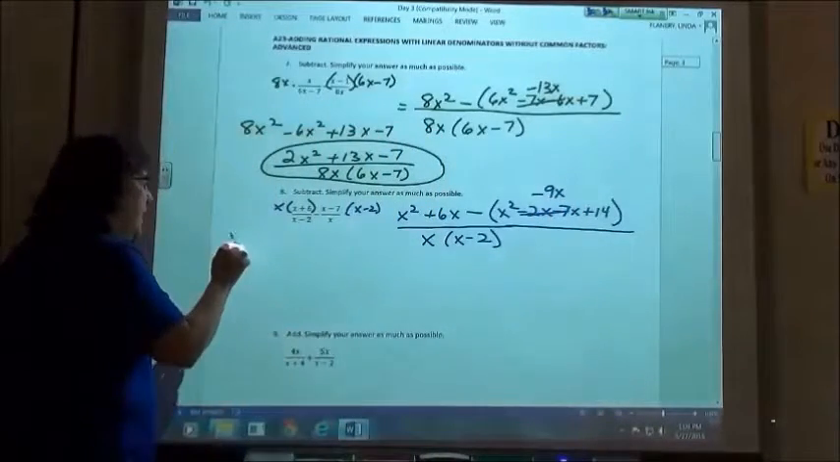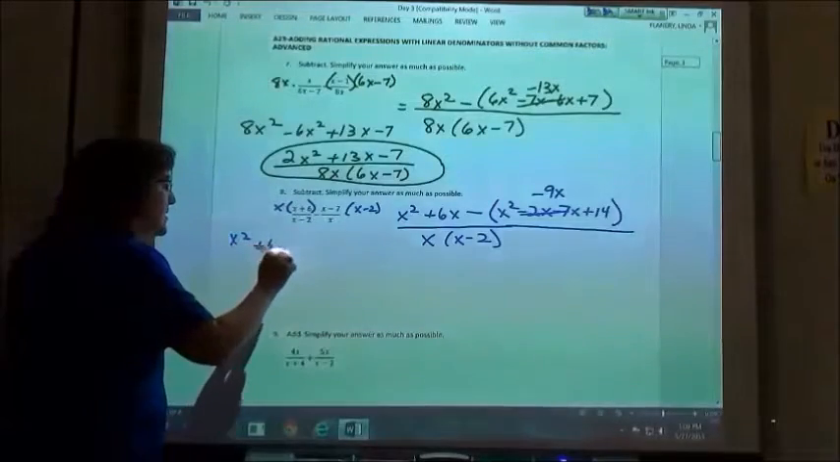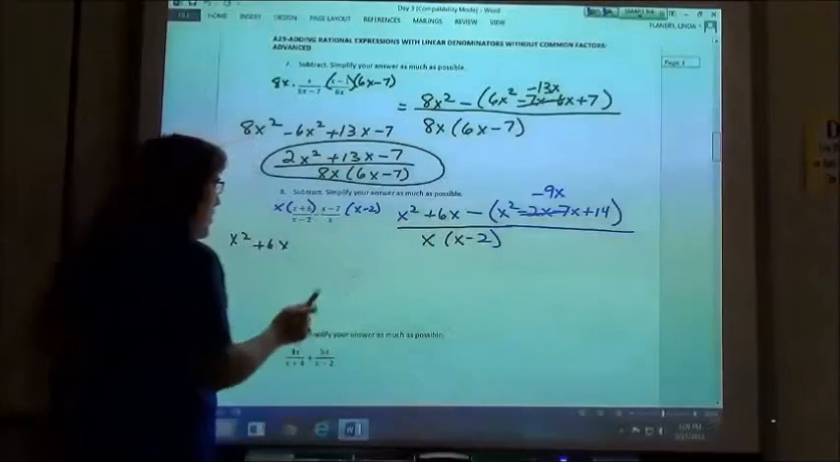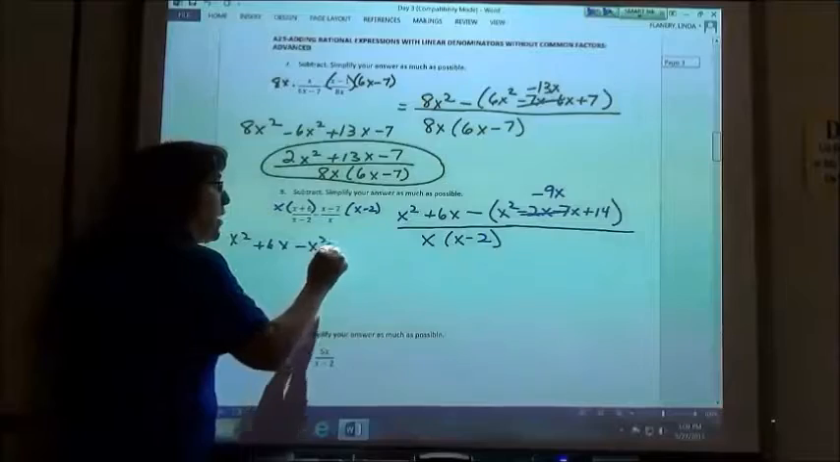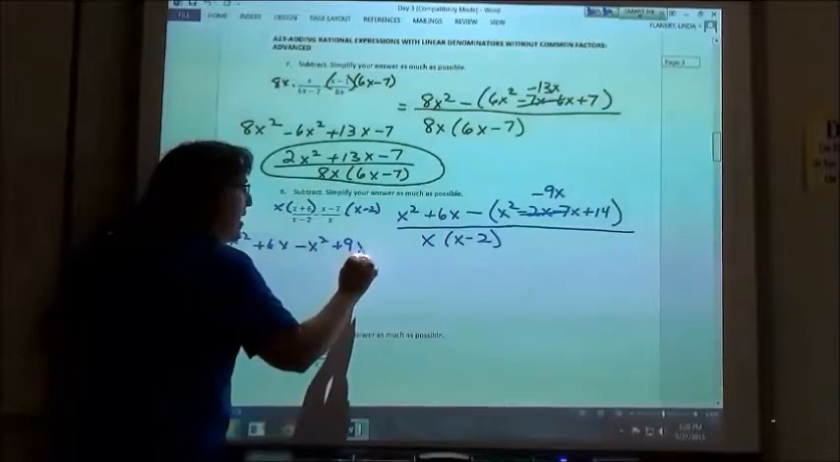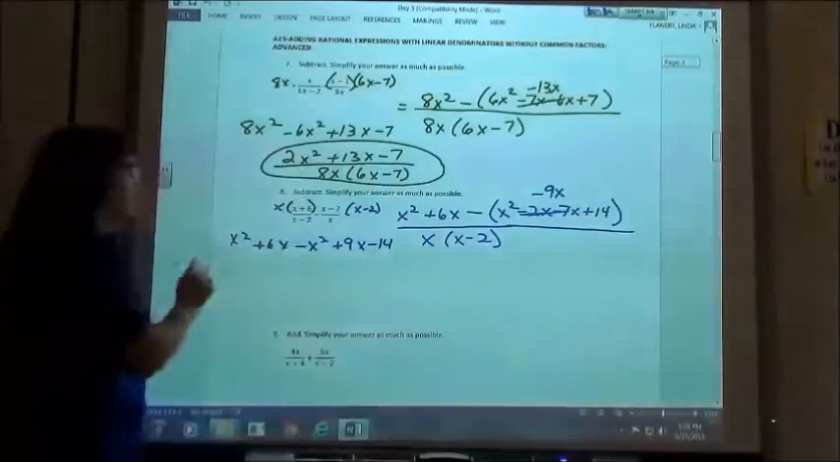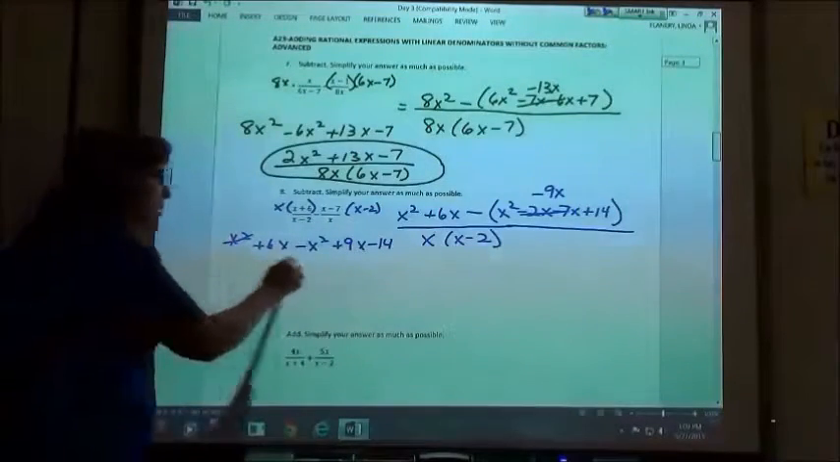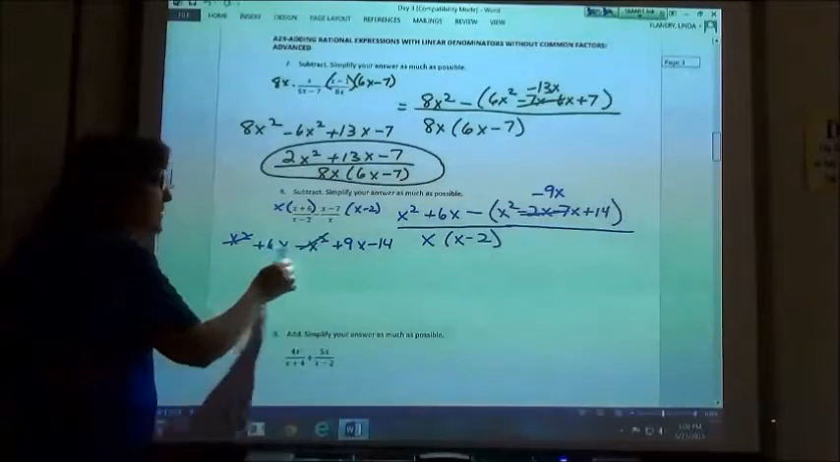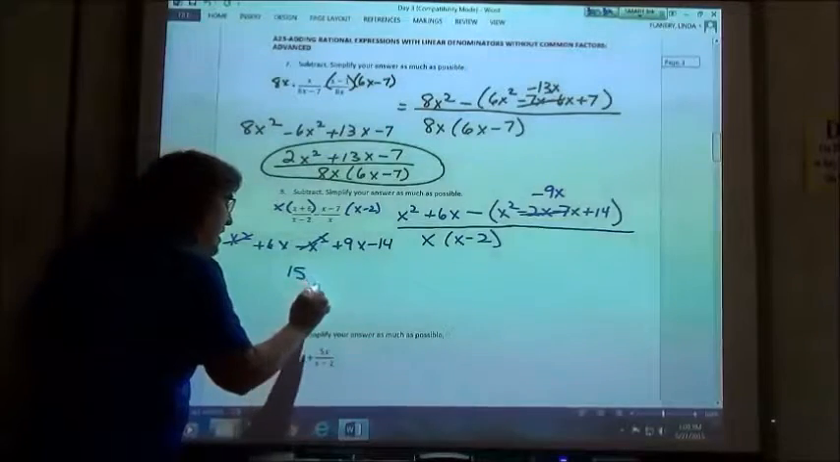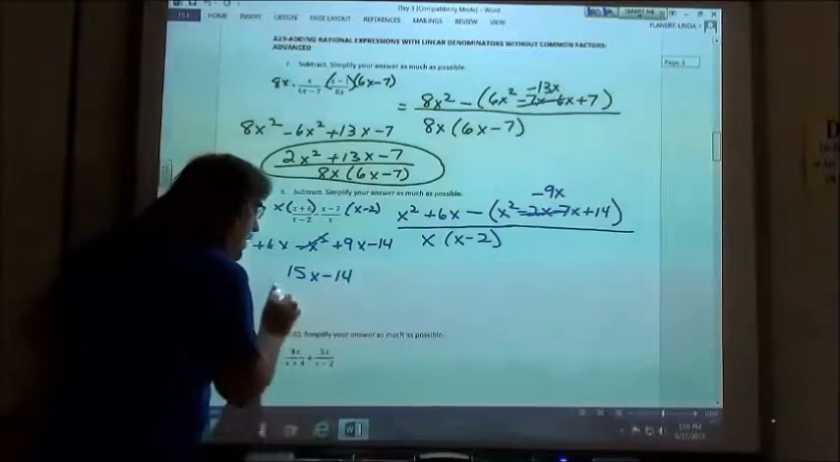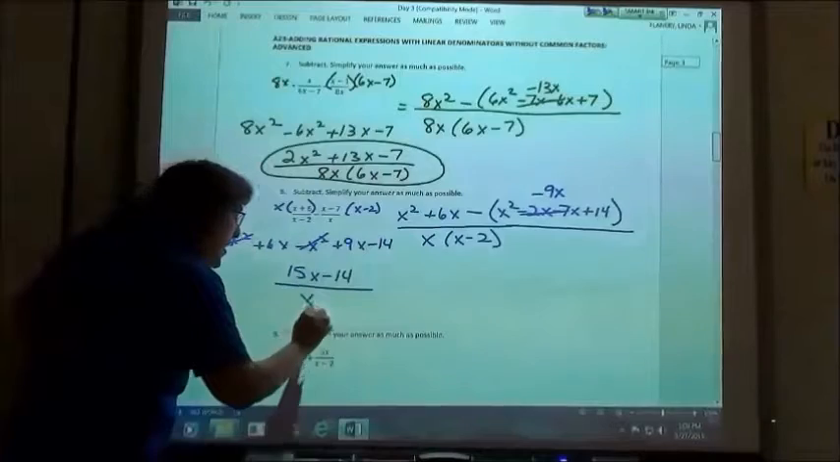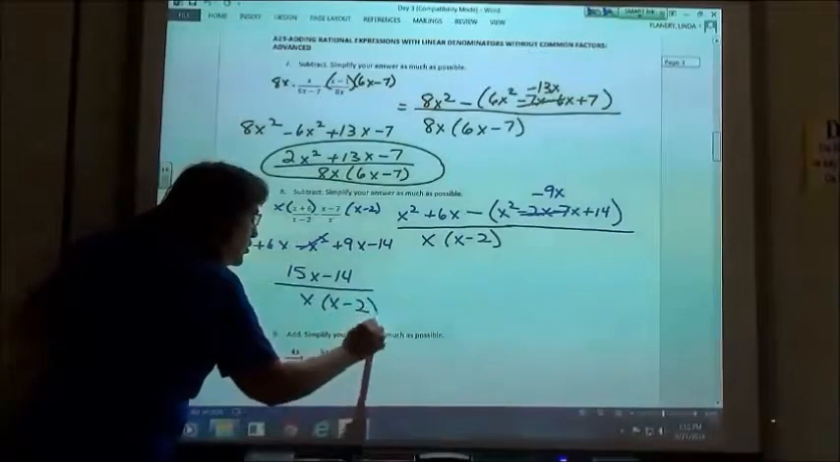So I'm going to have x squared plus 6x, and then I'm going to distribute my negatives. So minus x squared plus 9x minus 14, and that's all going to be on top of my fraction. Combining my like terms, my x squareds are going to cancel. 6 plus 9 is 15x minus 14 over my denominator, x times x minus 2.